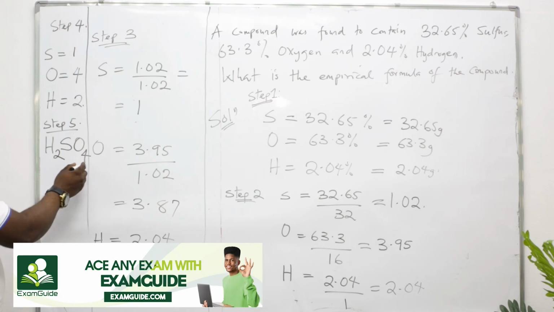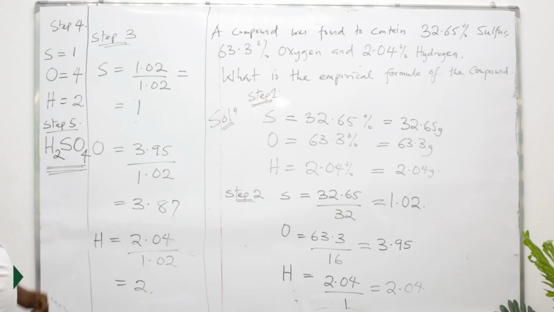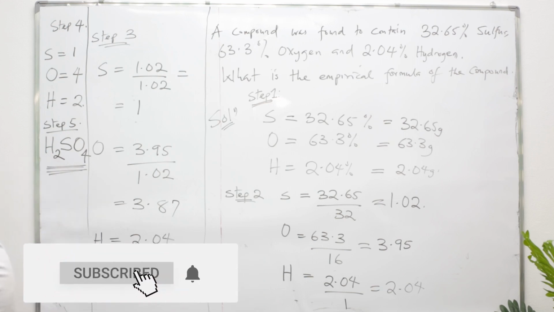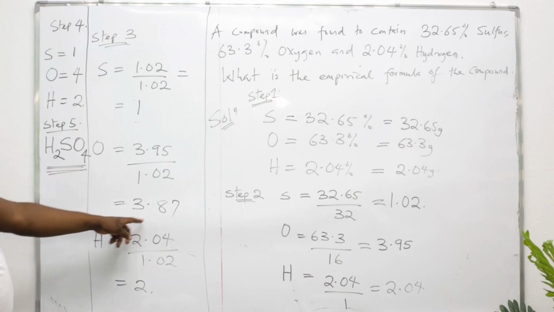This is our answer. This is the empirical formula of that question. H subscript 2, S, O subscript 4. That is the answer. Like I said, why we use 4 for oxygen is that it is supposed to be 3.85.